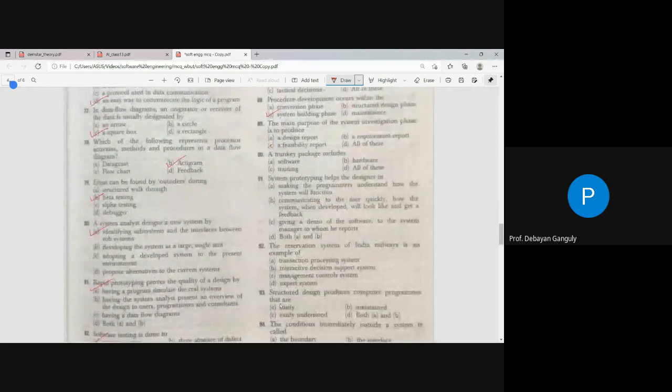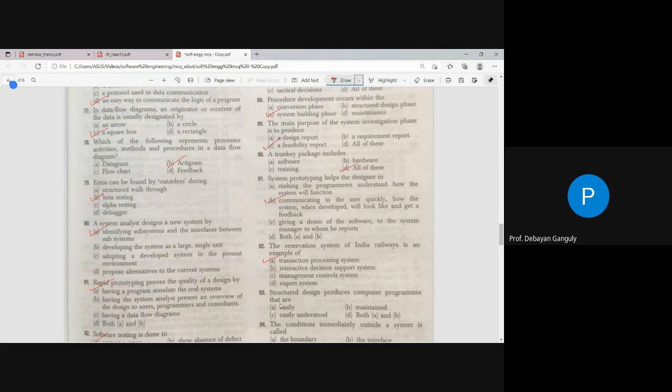89. The main purpose of system investigation phase, you can say that is a feasibility report. A turnkey package includes software, hardware, training. System prototyping helps the designer in communicating to the user quickly how the system when developed will look like and get a feedback. 92. The reservation system of Indian Railways is an example of transaction processing system. Of course, here we are using the distributed database concept itself, but these are transactions.